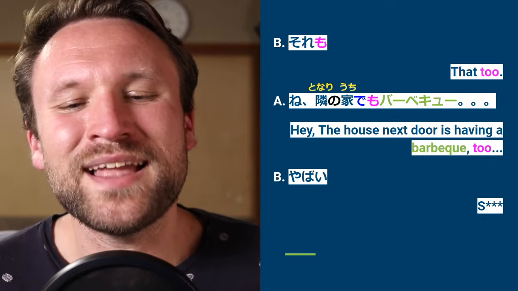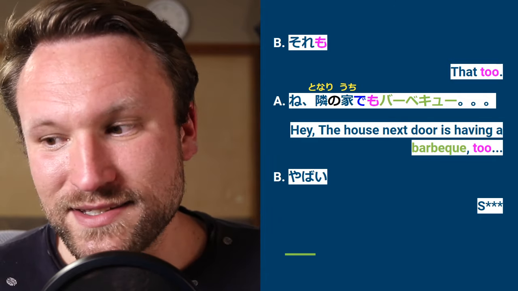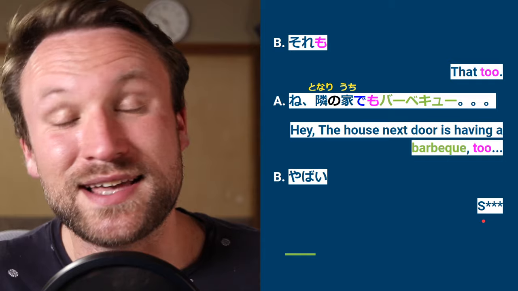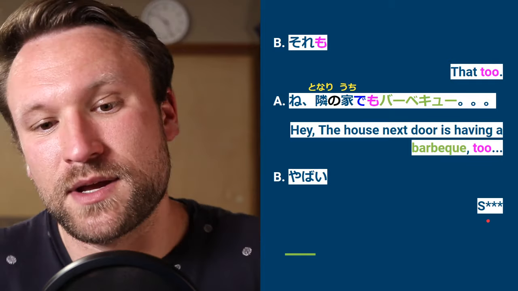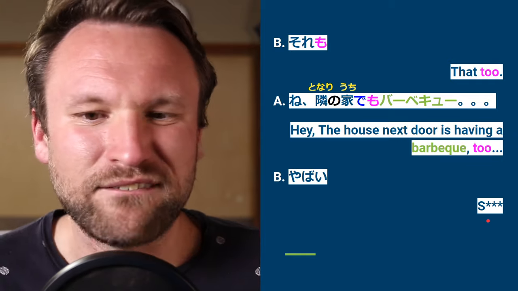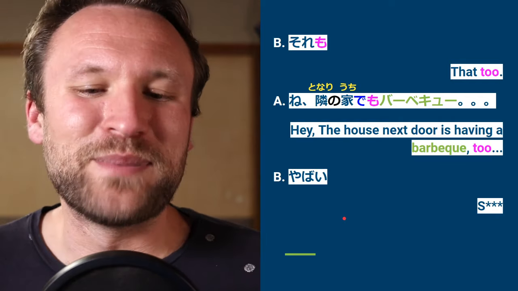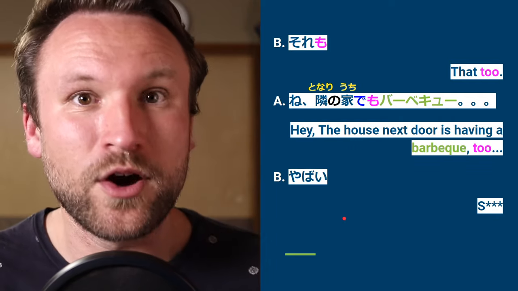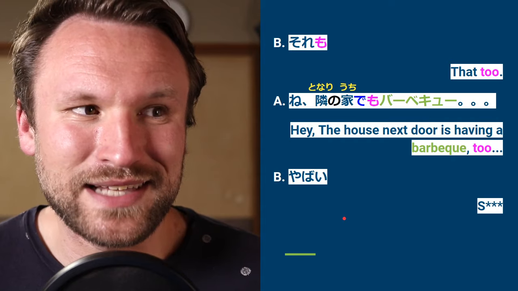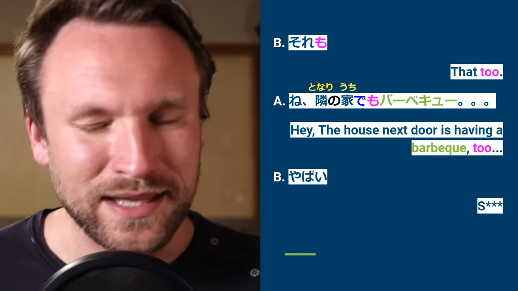Now, yabai can be translated many ways. In this situation, I translated it as an expletive that starts with S, which I'm not going to say just because, you know, advertisers, I guess. I don't know. But it can also just mean like, oh no, or oh my God. It can also mean things like awesome or amazing, or there's lots of different things it can mean.